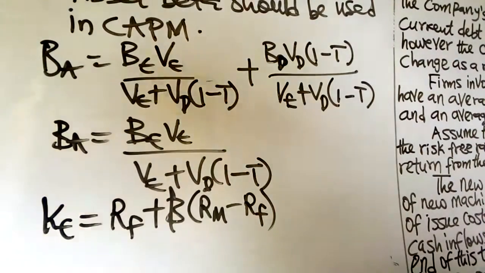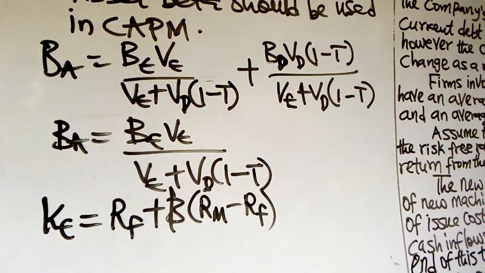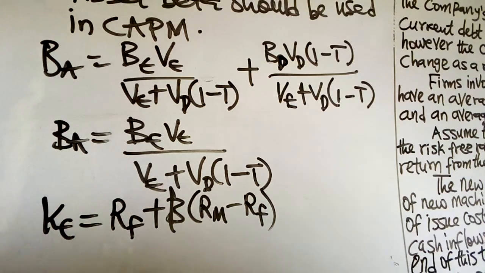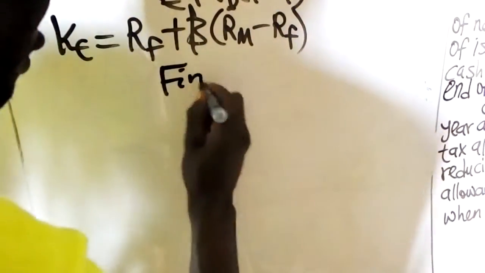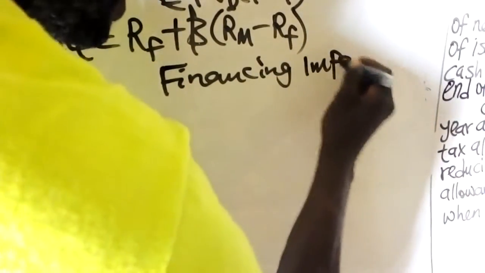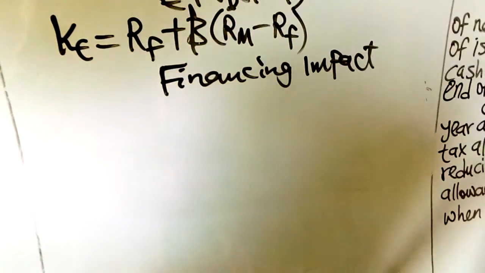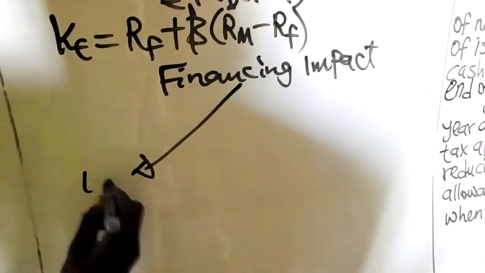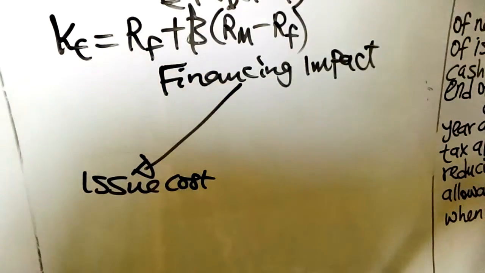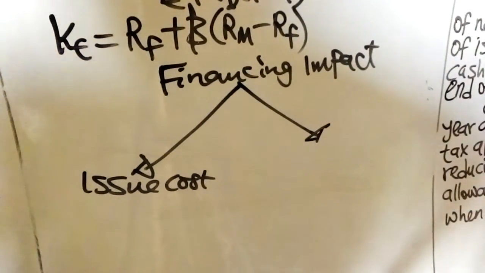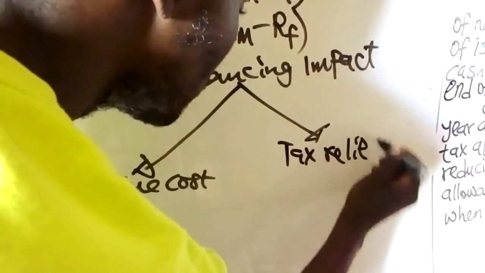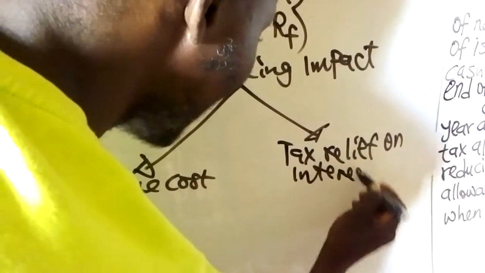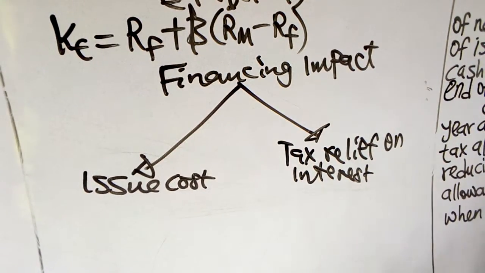Now I want to look at the financing impact. Remember, I've told you that APV comprises two components: number one is the base case NPV, and the second one is the financing impact. Now I want to focus on the financing impact. There are two aspects to it. Number one is issue cost, and number two is tax relief or tax shield on interest.